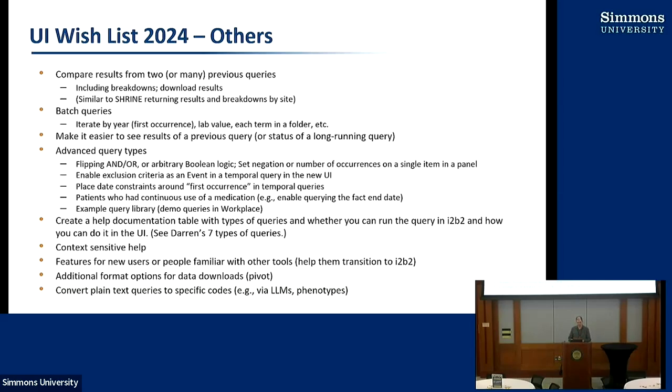Another thing is advanced query types. In i2b2, the way it sets up, you're building ands of ors. People would sometimes like to flip that or do other kinds of queries, and it depends on the different research questions you're asking. We've had a lot of great question examples about that.